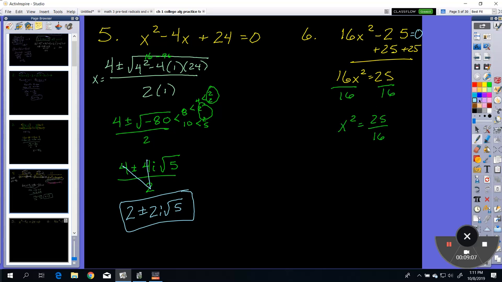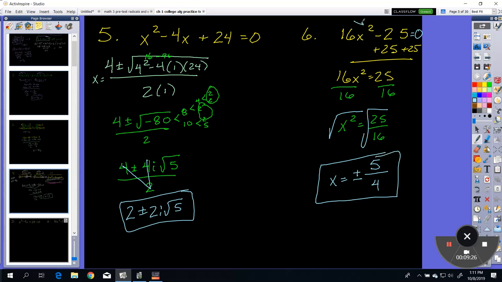So if I square root now, that gets rid of the squared. And the square root of 25 is 5. The square root of 16 is 4. And remember to put your plus and minus, because it could have been a negative 5/4 times a negative 5/4 to give you 25/16. Whatever the power is, that's how many answers you should have. So if it's a 2 or a 3 or a 4, that's how many answers you should have. That's an easy way. The plus minus counts as 2 because one's positive and one's negative.